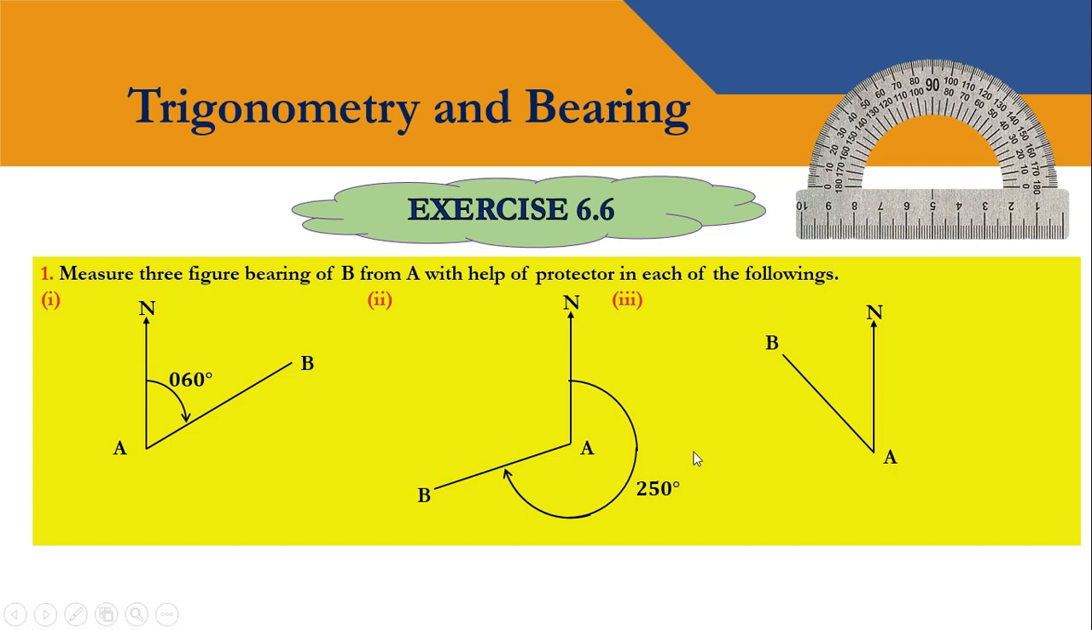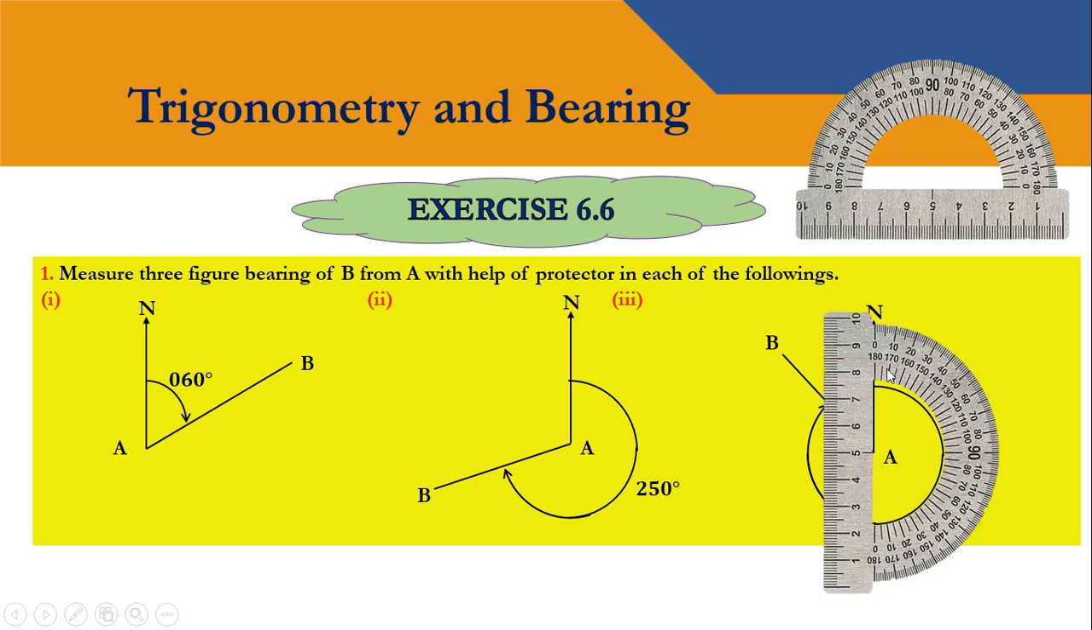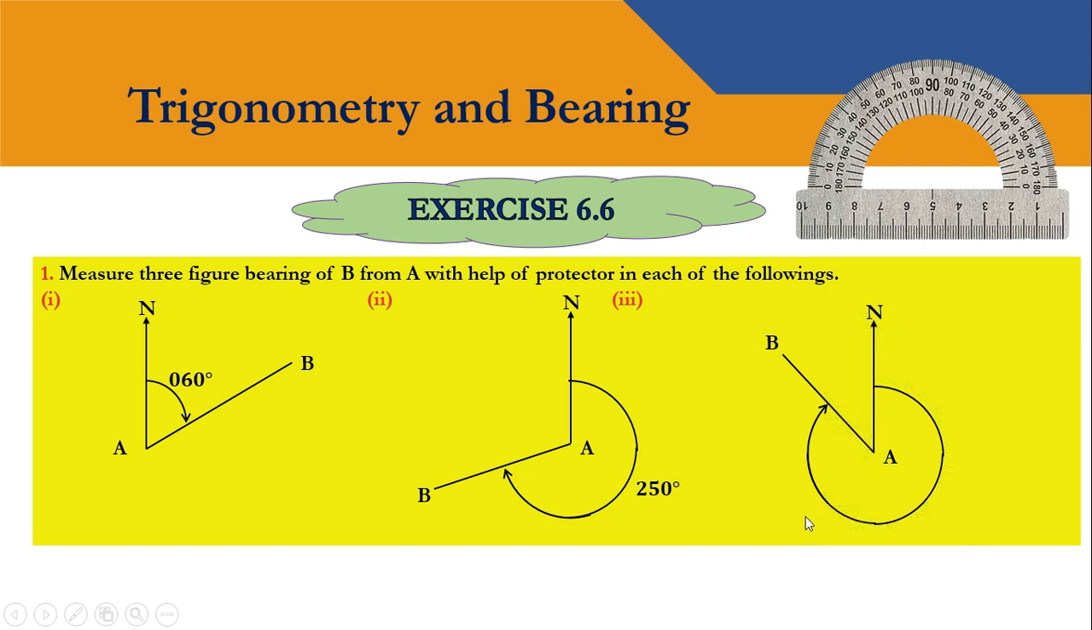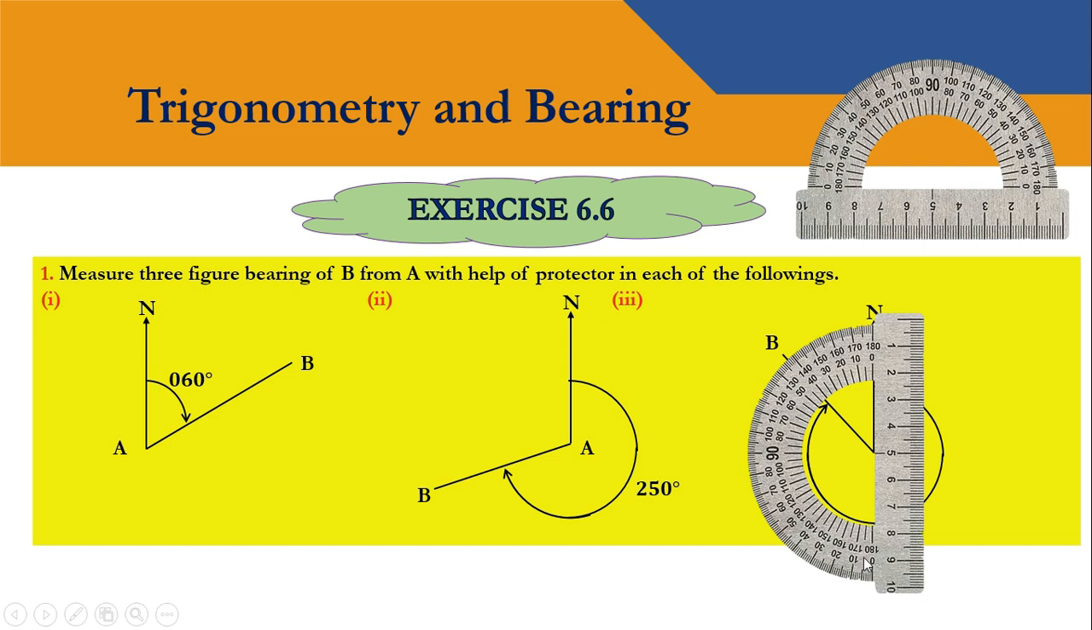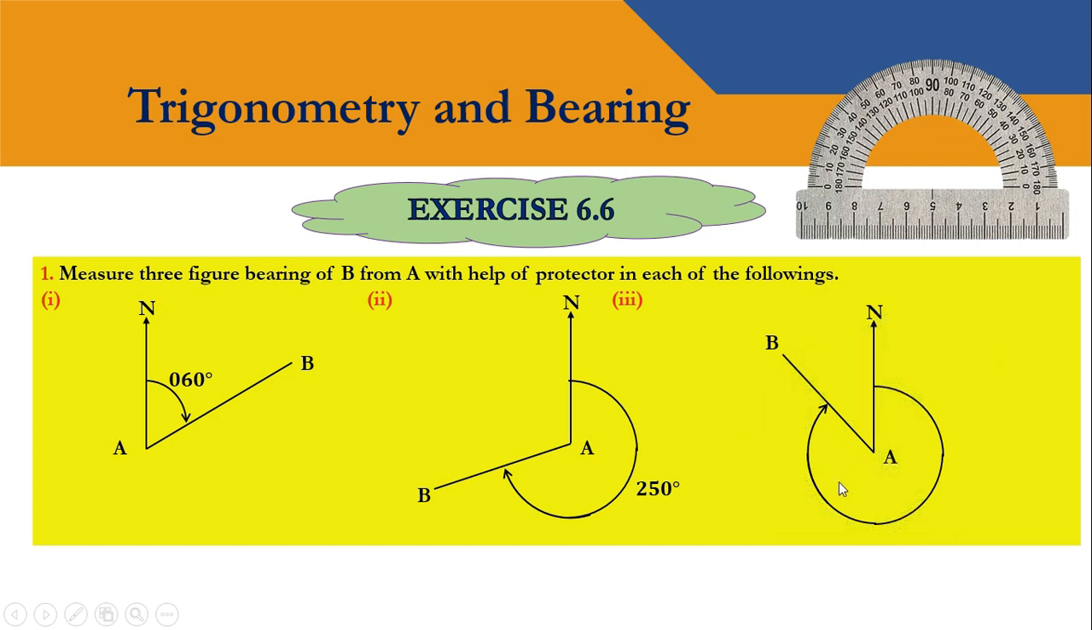Now moving toward figure number 3. Here this is the angle which we have to measure. This is the bearing of B from A in the clockwise direction. So place the protractor on the north side and read the angle. It is 180 degrees. Now again place the protractor in the opposite direction and read the remaining angle. This is equal to 135 degrees. So add 135 and 180 degrees, we will get the bearing of 315 degrees for B from A. So in this way you can find the bearing of any figure.